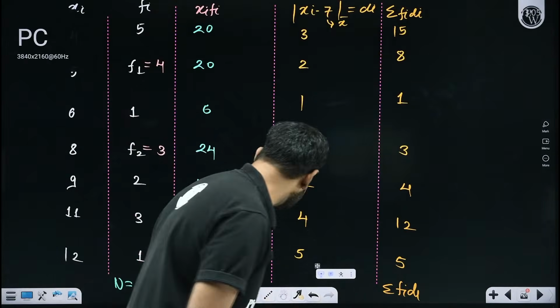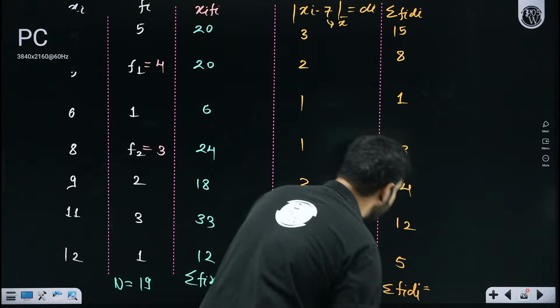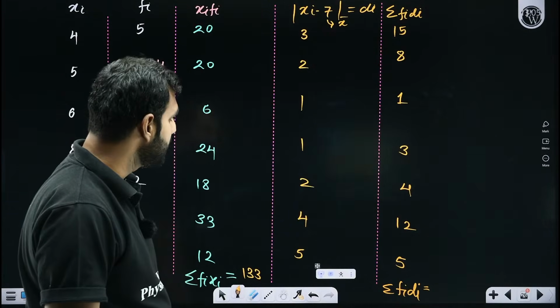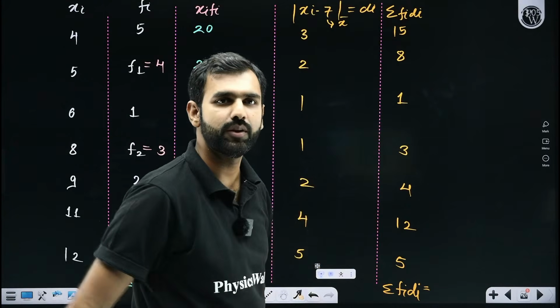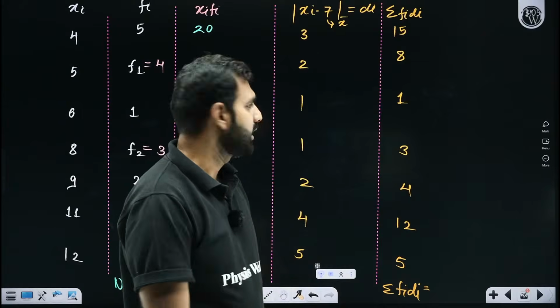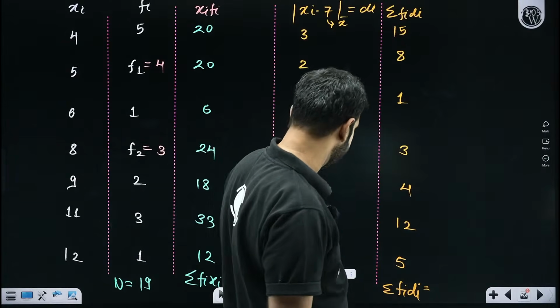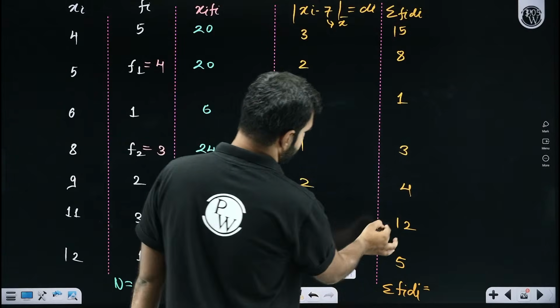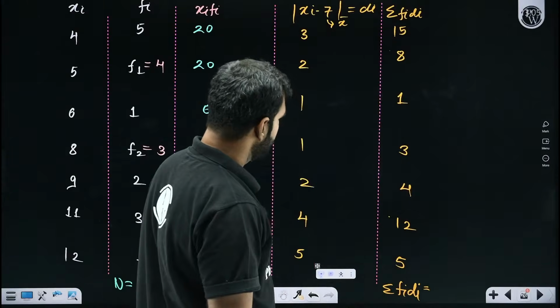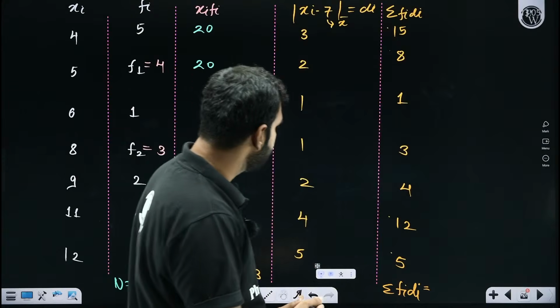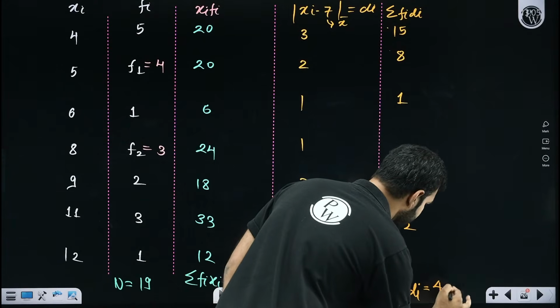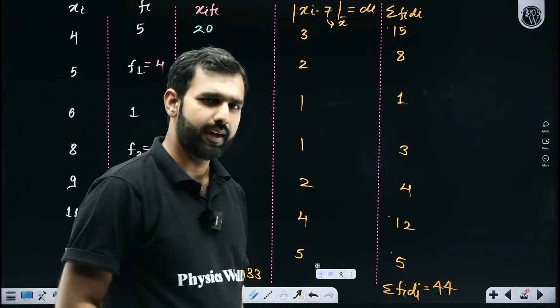So summation fi di is what I'm asking you all. Can somebody help me with this summation? 5, 8, 1, 3, 4, 12, 5. So 12 plus 8, 12 plus 8 is 20. 20 plus 20 is 40. 40 plus 4 is 44. So this you receive as 44. Everybody got this?